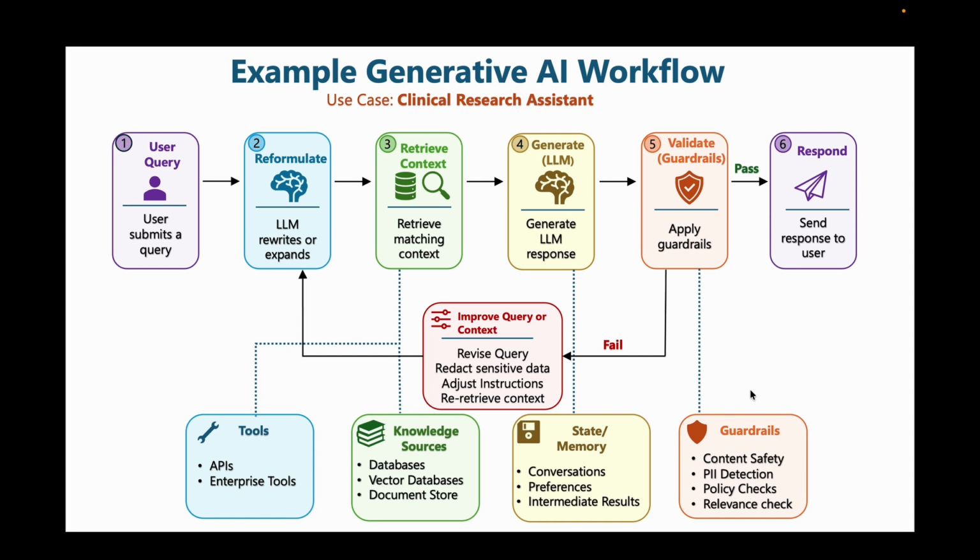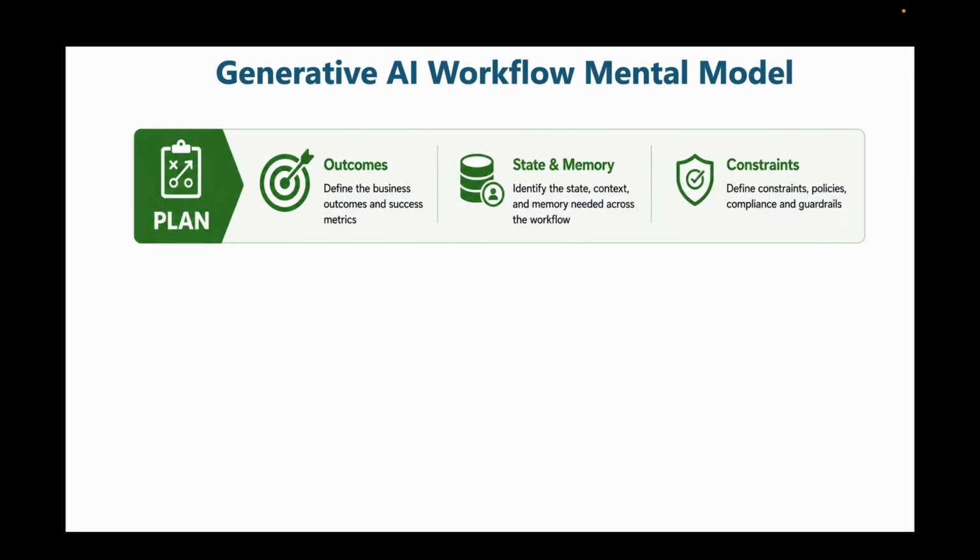The key takeaway here is that a large language model is only one step in the workflow. The production grade AI application is an orchestrated pipeline where retrieval, reasoning, validation, tools, memory, and guardrails work together to produce the outcome. And this is what workflows enable.